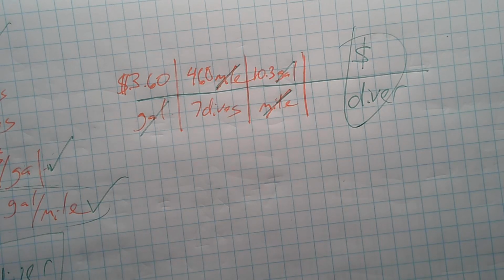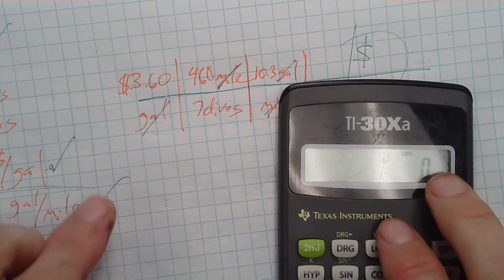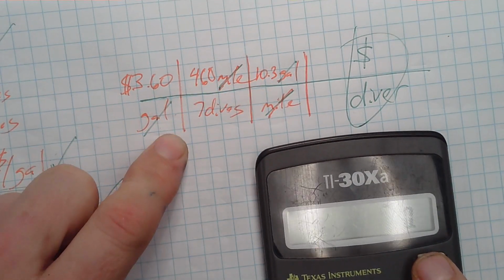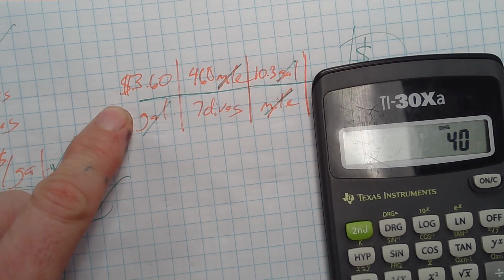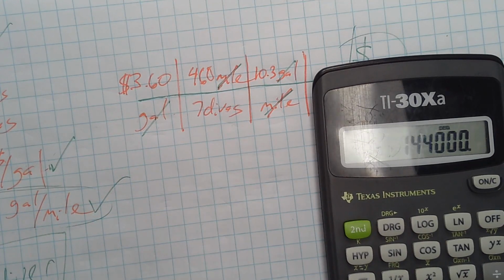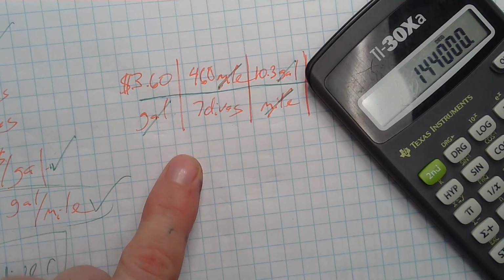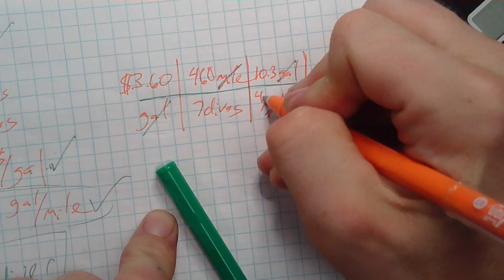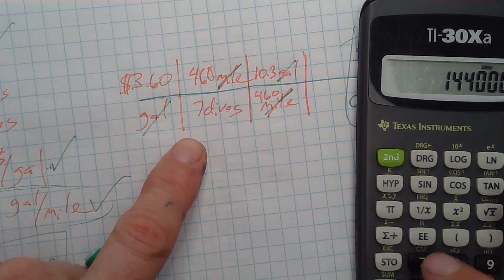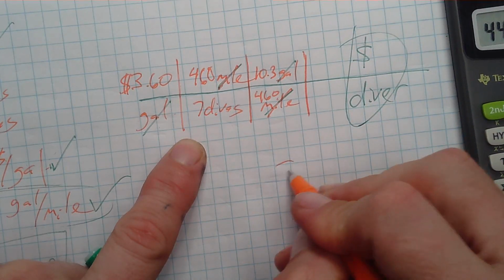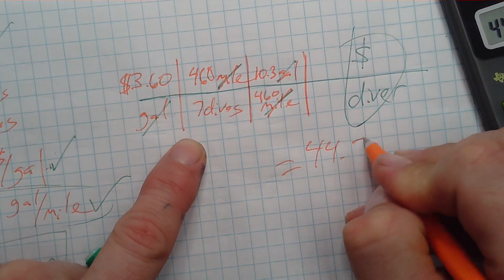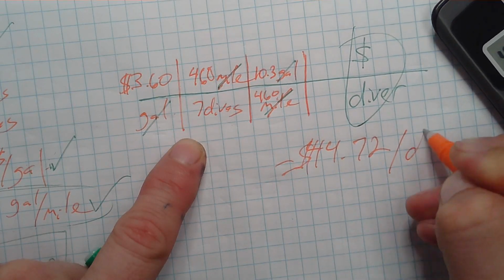So now that I have all that done, all I need to do is bring up a calculator. I'll pause this while I go get one. Now I have a calculator, and all I've got to do is multiply the stuff on the top and divide it by the stuff on the bottom, and I'm done. So I have 3.60 times 10.3, and I'm going to divide it by, I forgot to put my number of miles there, 460 miles. So I'm going to divide this by 7, and divide again by 460, and it's going to be $44.72 per diver.